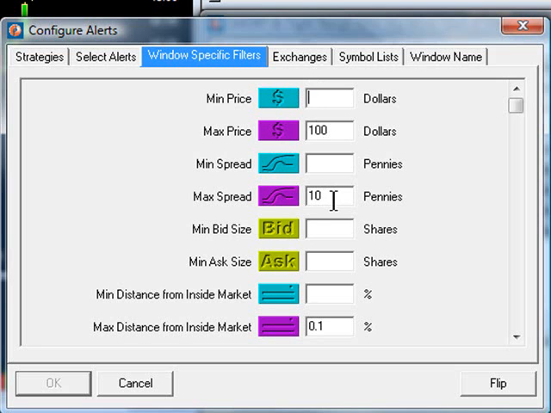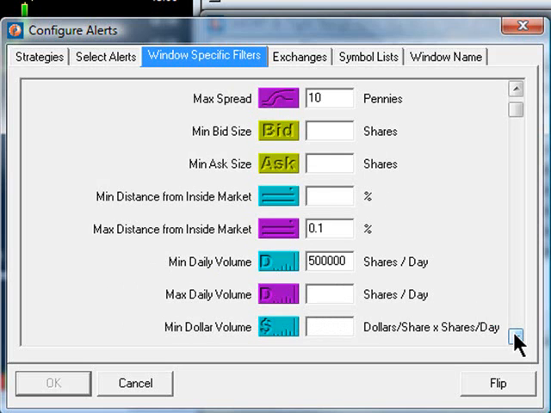The next filter is a filter that we always use when creating systems to either automate or even to trade by hand, because this filter, the max distance from inside market, is a filter that helps you to get rid of bad prints. What this means is that at the time that this stock met all of the criteria, the stock was not printing outside of the best offer or the best bid.